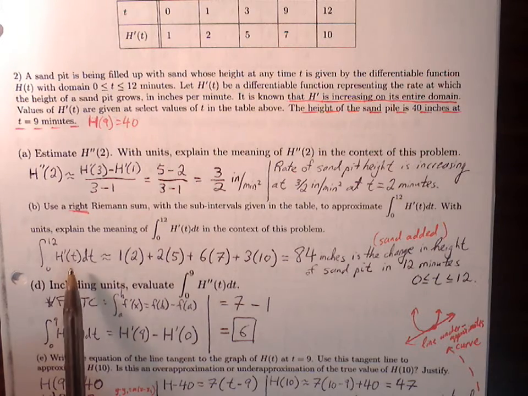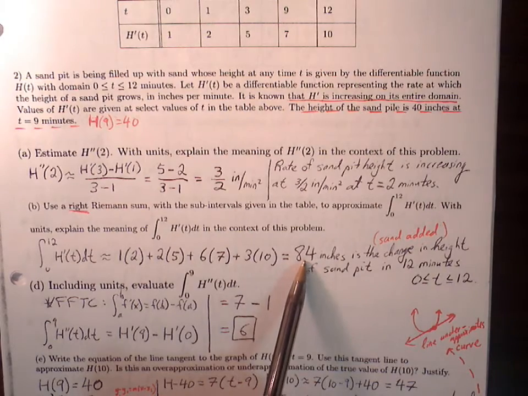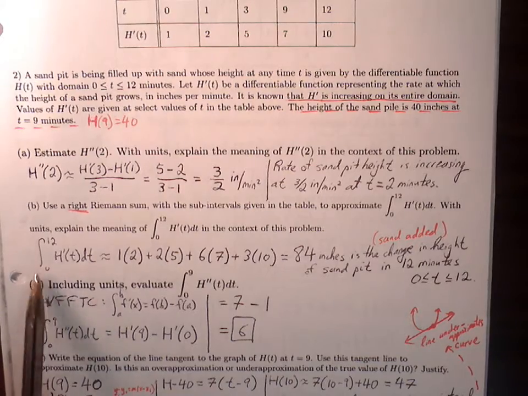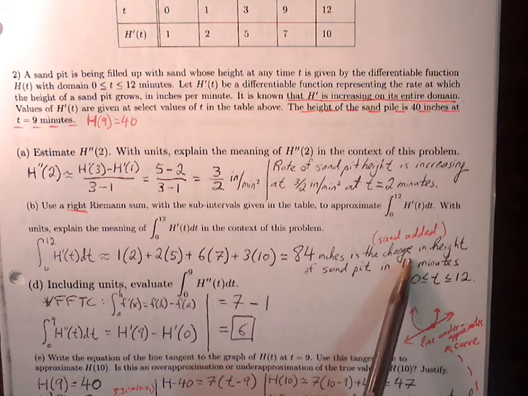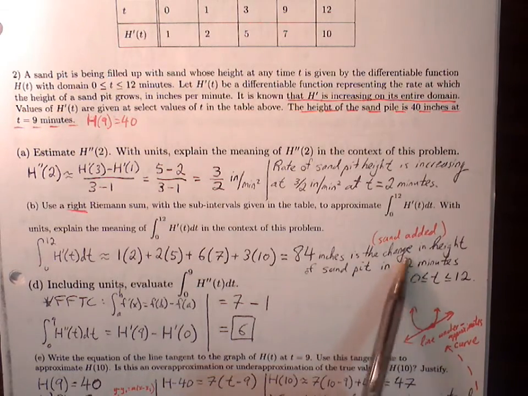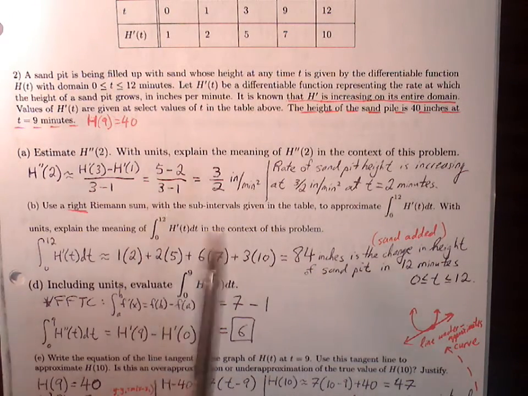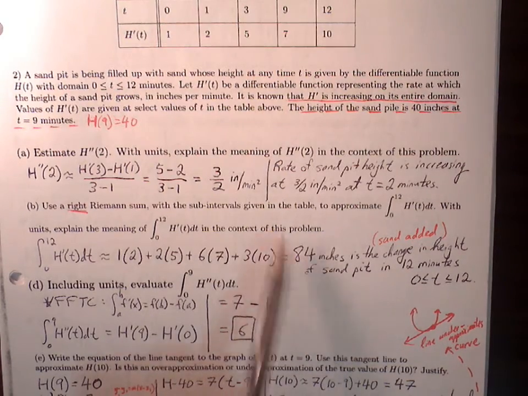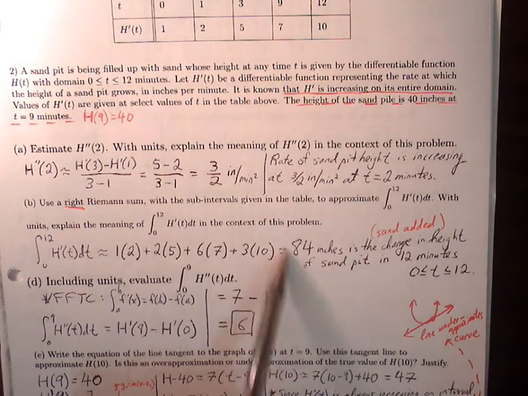So inches per minute is all of a sudden going to turn into total inches, because we've accumulated those rates over the course of the time period. So this tells us that between 0 and 12 minutes, 84 inches of sand has been added to the sand pit. Over the course of the 12 minutes, the height has increased by 84 inches. So that's what this 84 tells us.